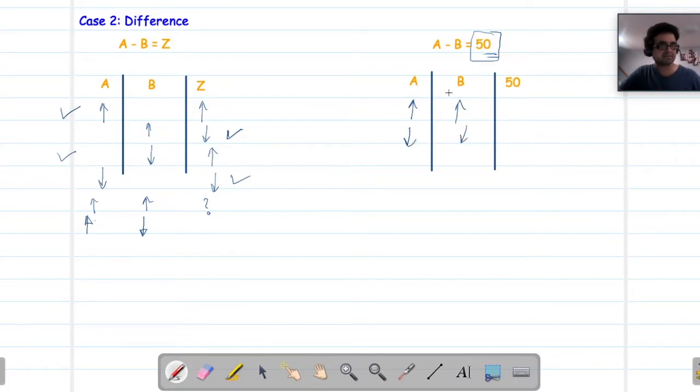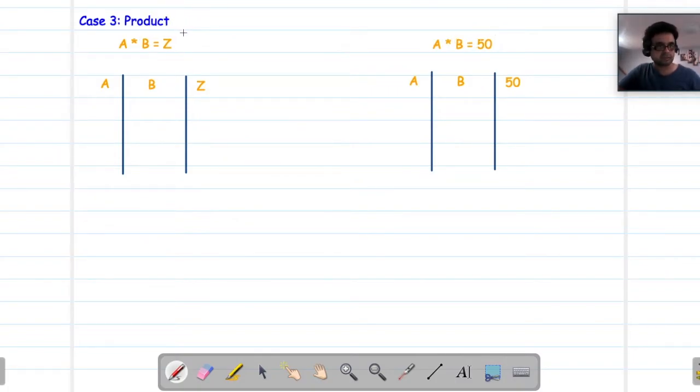The maxima and minima in this case for a and b go hand in hand. If I increase a to its maximum, I will find b to its maximum. If I increase a to its minimum, I will find b to its minimum, because they are going together, bound by this difference of 50.